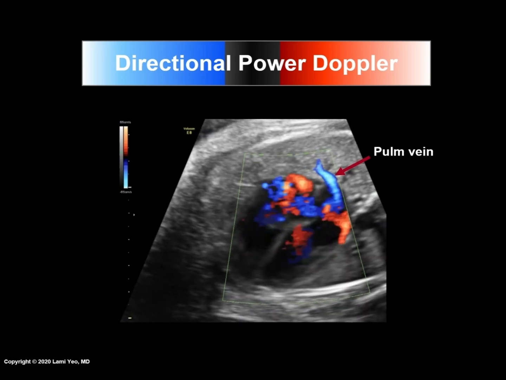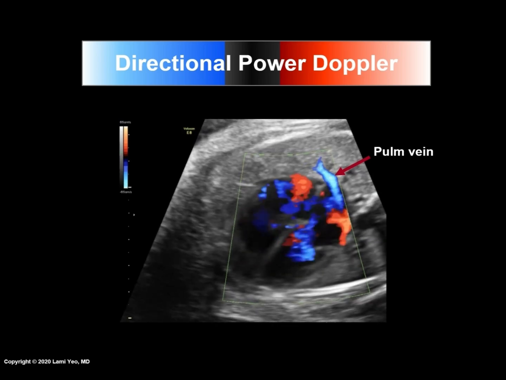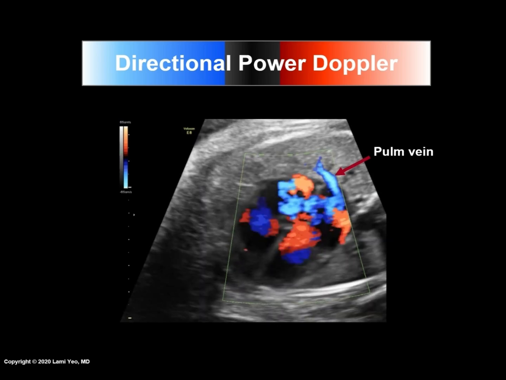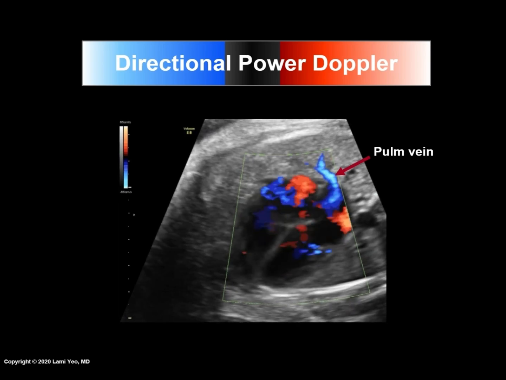Directional power Doppler has an improved sensitivity to low flow compared to color Doppler imaging. For example, this is the 4-chamber view. Although the PRF, or pulse repetition frequency, is high at 65 centimeters per second, the pulmonary vein is still demonstrated on HD flow.